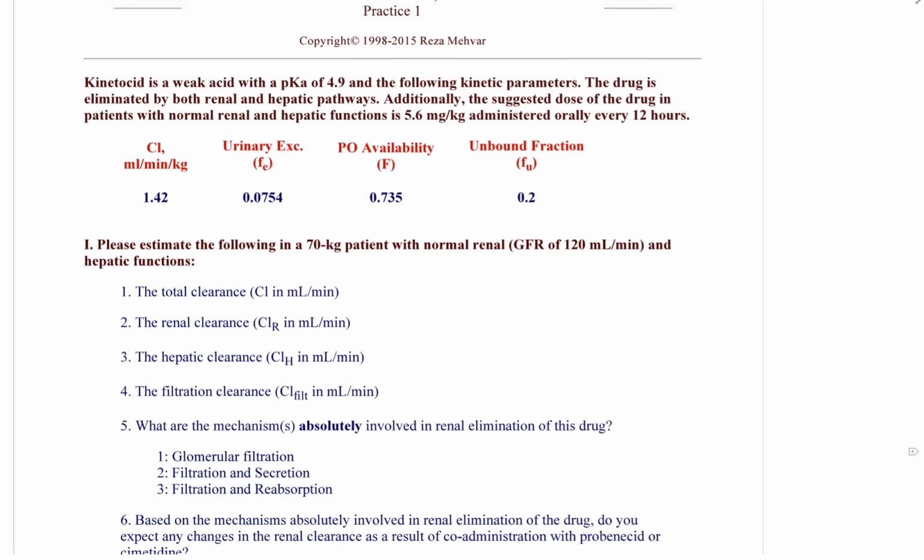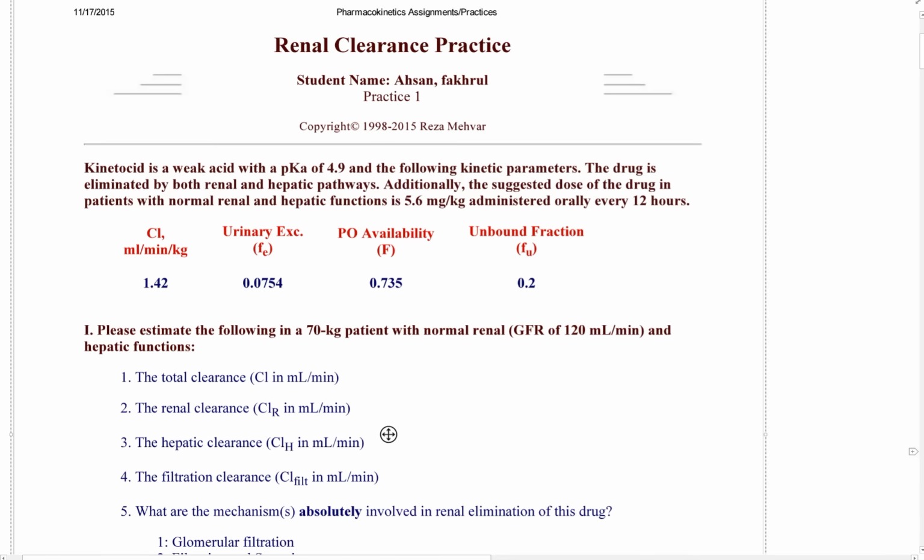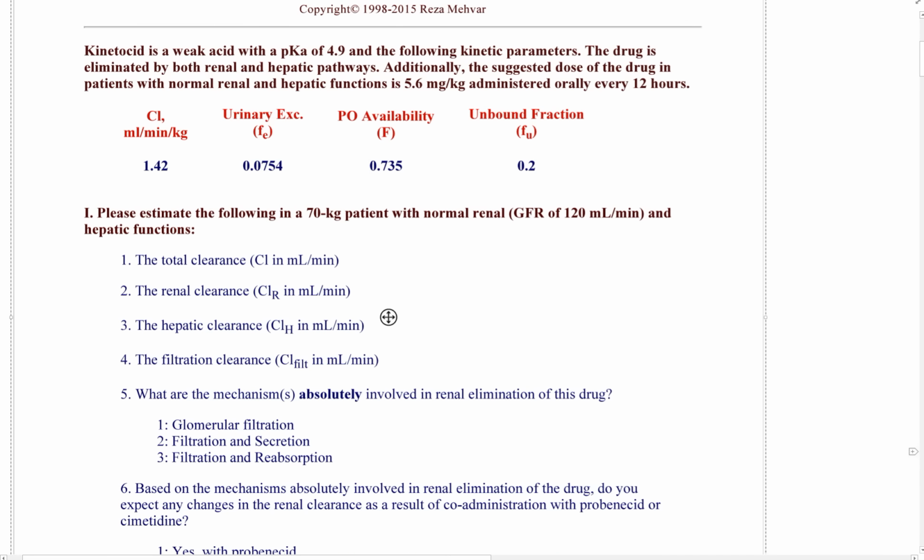So ladies and gentlemen, now is the part for the assignment, the renal clearance practice assignment. Here we have a drug which has a pKa of 4.9. The drug is eliminated by both renal and hepatic pathways. Suggest the dose of the drug in a patient with normal renal and hepatic function, administered every 12 hours.